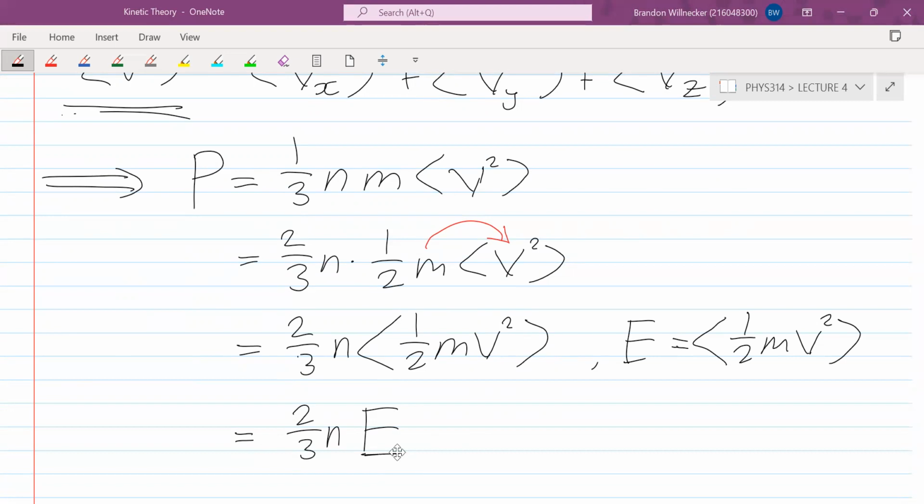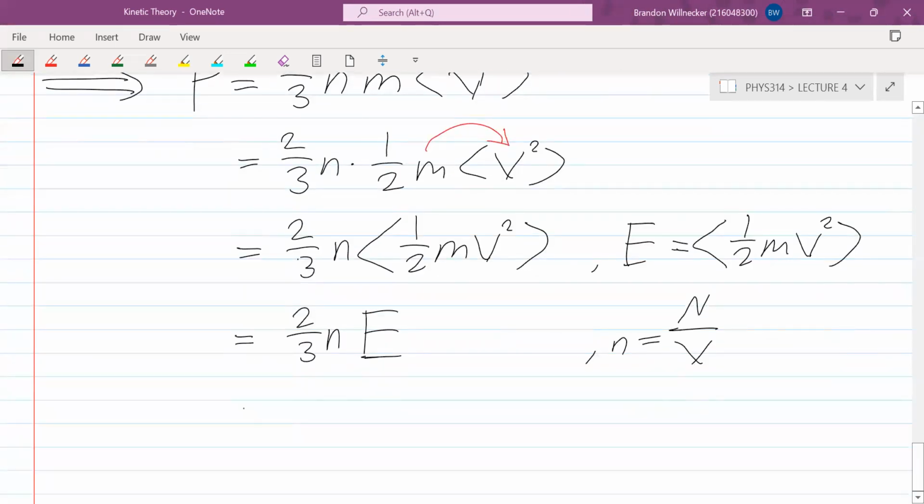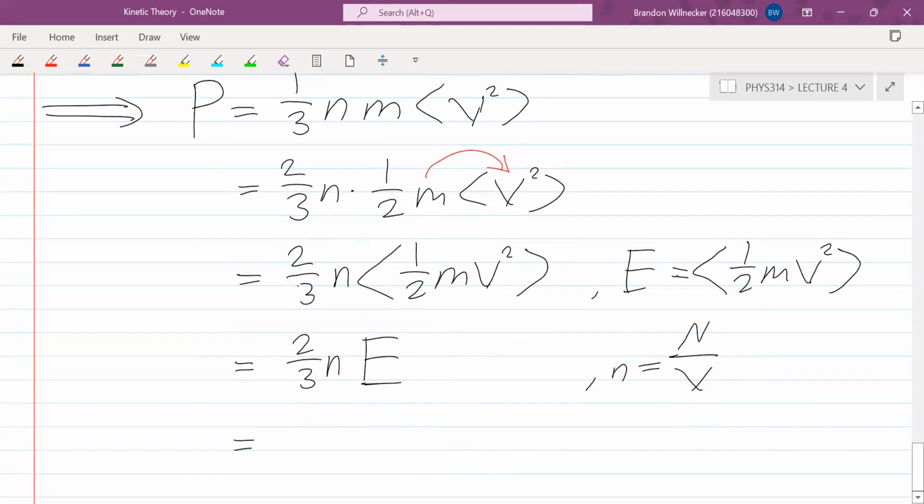Remember, n, that was the particle density. So we can write the particle density, little n, as the total number of particles, capital N, divided by the volume. So that gives us back our particle density in terms of the number of particles and the total volume. So we can substitute that, and we end up with 2/3 times N over V times E.